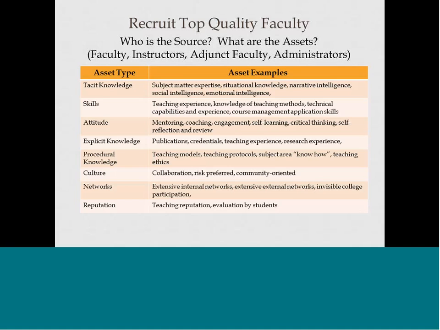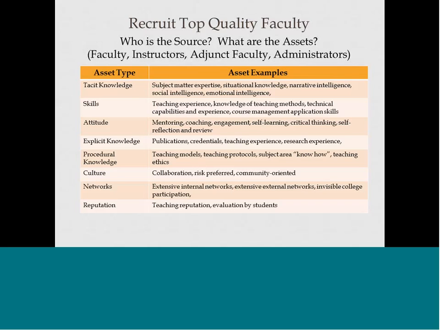In terms of skills, again, we need knowledge of teaching methods, experience, technical capabilities, course management, application skills. In terms of attitude, the most important attitudes of faculty, I think, are mentoring, coaching, engagement, self-learning, critical thinking, self-reflection, and review. In terms of explicit knowledge, we would have publications, credentials, teaching experience, research experience. Procedural knowledge, faculty need to have knowledge of teaching protocols. They need subject area know-how, knowledge of teaching ethics, teaching models.